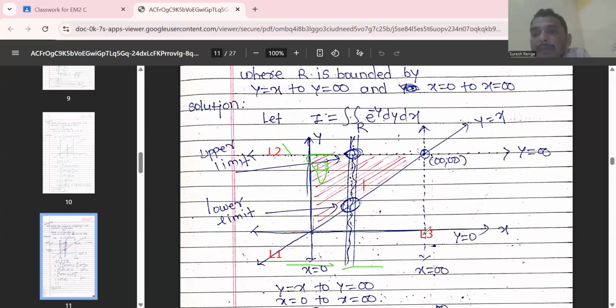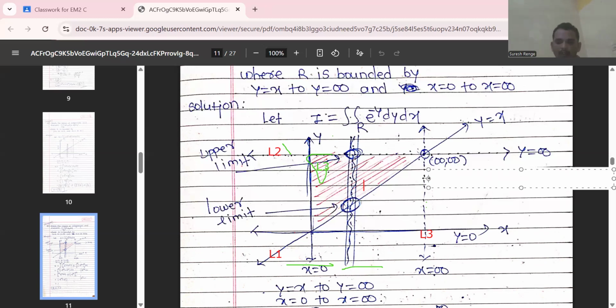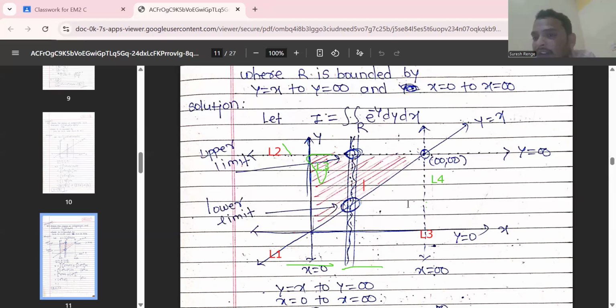X is equal to infinity means that is a line parallel to the y-axis passing through the x is equal to infinity. X is equal to infinity, this is nothing but equal to, I am drawing here, L4. L4 is a line, there is upper limit for x. This is the line parallel to the y-axis passing through the x is equal to infinity point पे pass होता है.